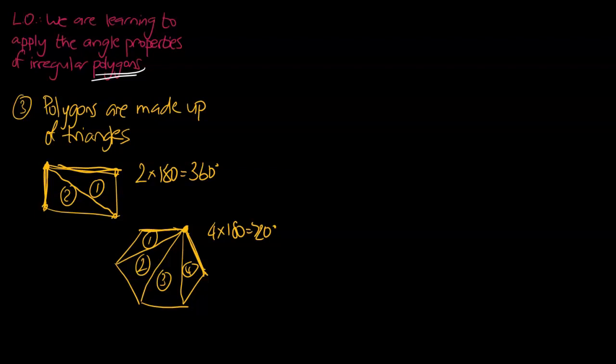Now, what comes from this is actually an equation that we can use for any polygon at all. So the first thing I want to notice is this rectangle, it has 4 sides. And if you take away 2, that gives us the number of triangles. And there were 2 triangles in this shape.